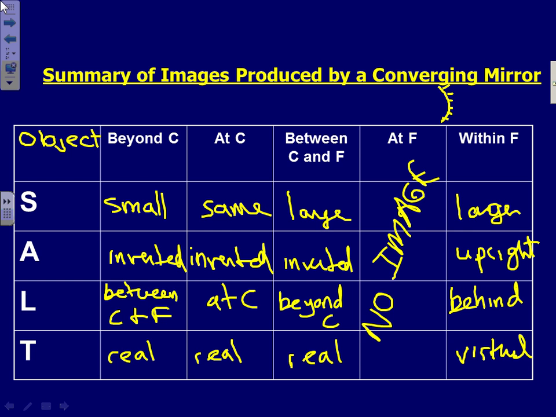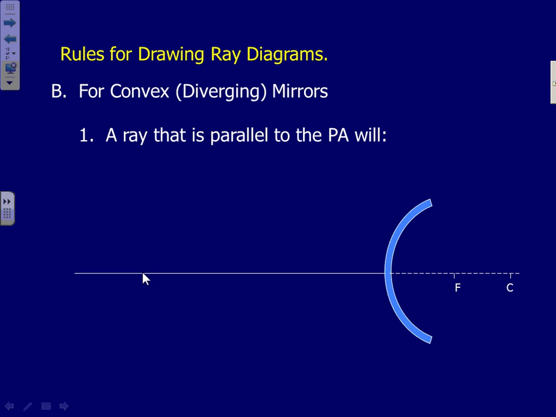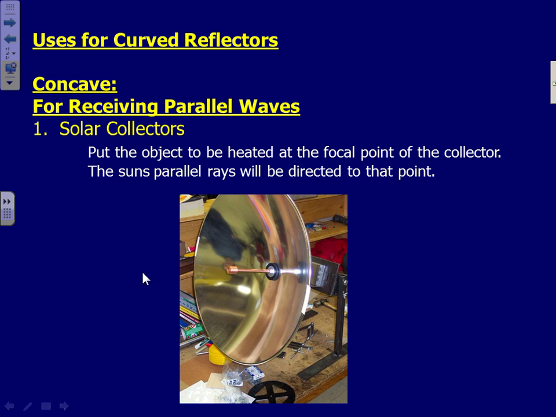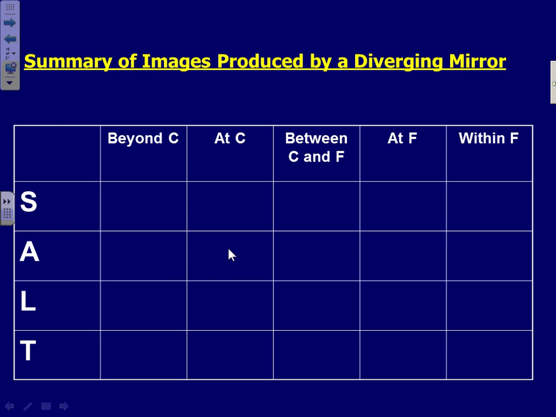Let's talk for a moment. One last thing. Okay, we've done diverging. Now, put summary of images produced by a diverging mirror, but don't make that chart. Just write down summary of images produced by a diverging mirror. And don't make the chart. I don't even know why I put that chart in there. That's just kind of mean.